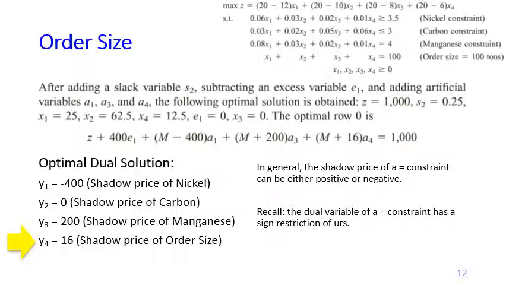In general, the shadow price of an equality constraint can either be positive or negative. Because if you recall, the dual variable of an equality constraint has a sign restriction of URS, and then the dual variable is related to the shadow price. In the maximization case, they are the same. So if the dual variable has the sign restriction of URS, it means that sometimes the shadow price of this kind of constraint can be positive, sometimes it can be negative. We cannot say for sure which one.